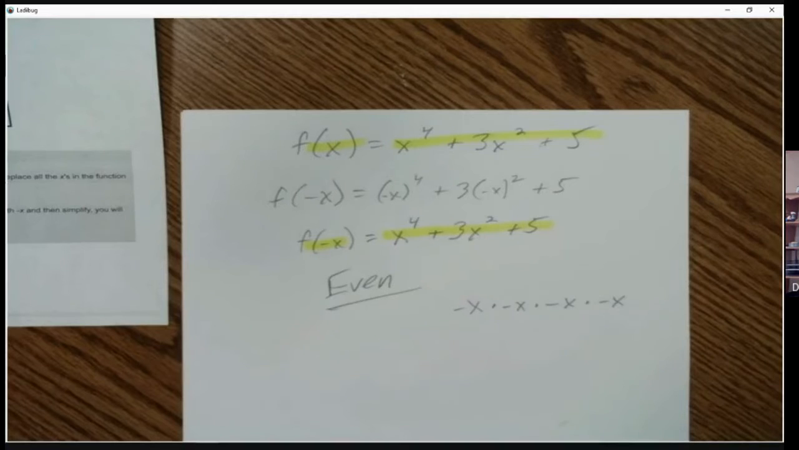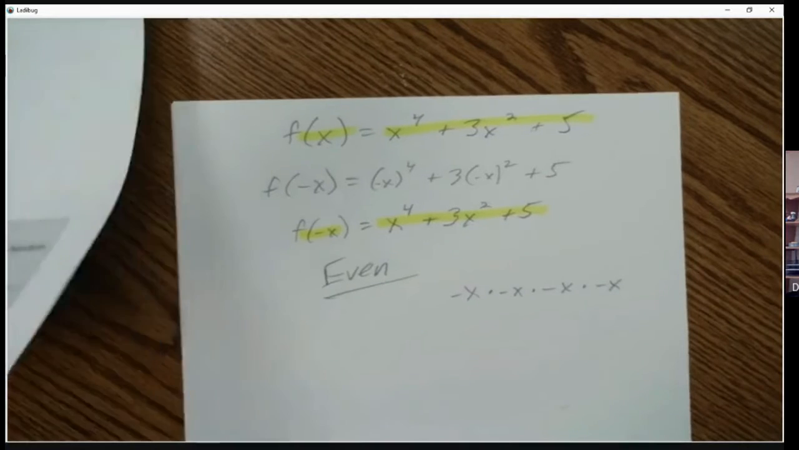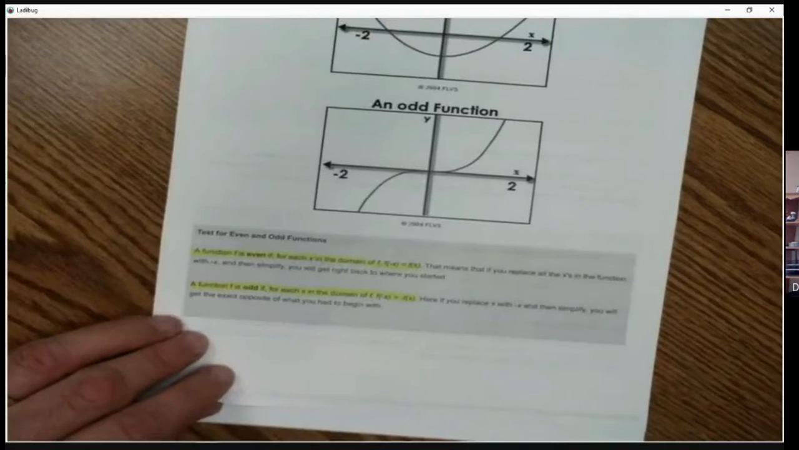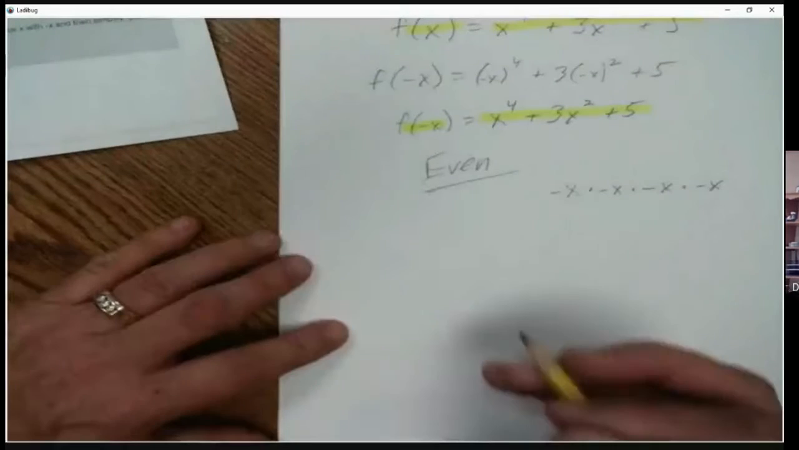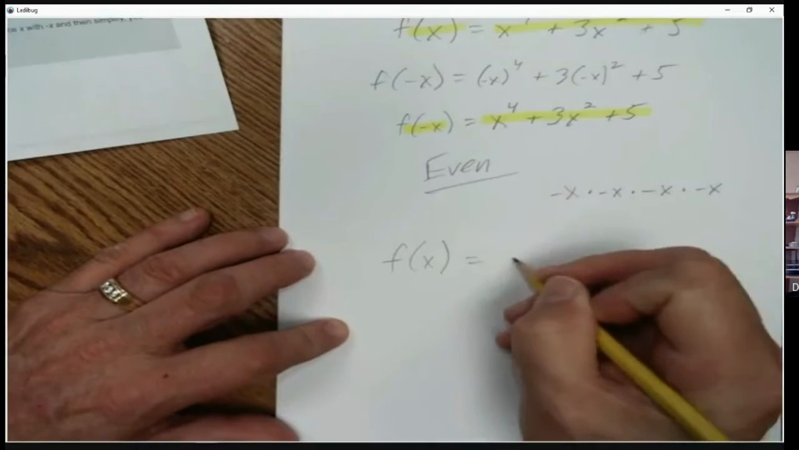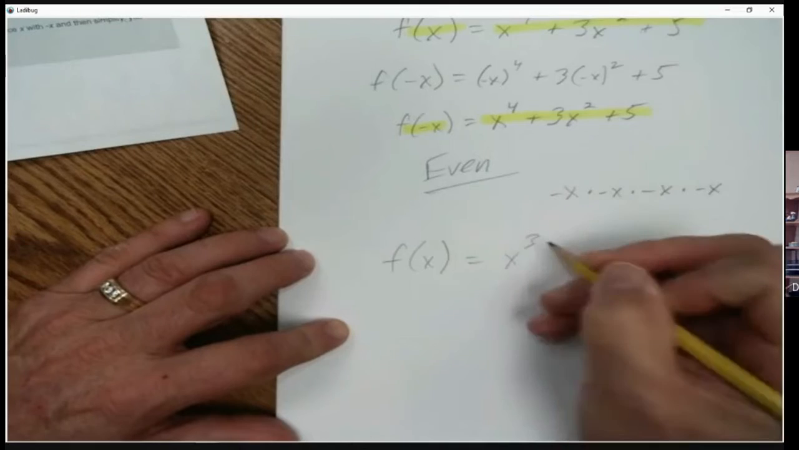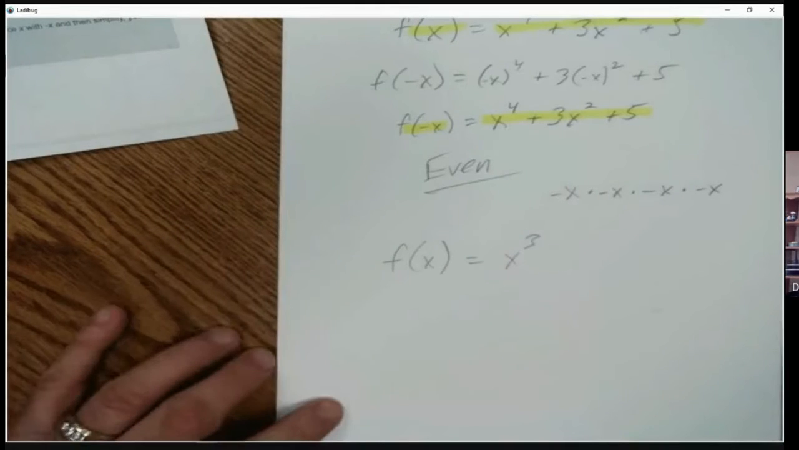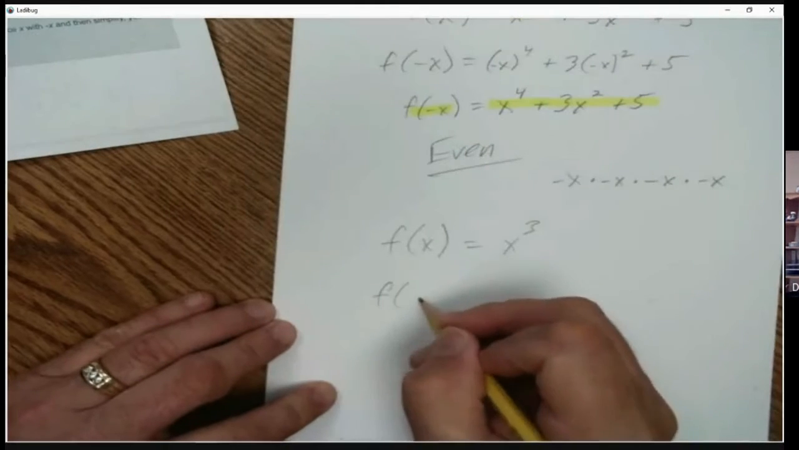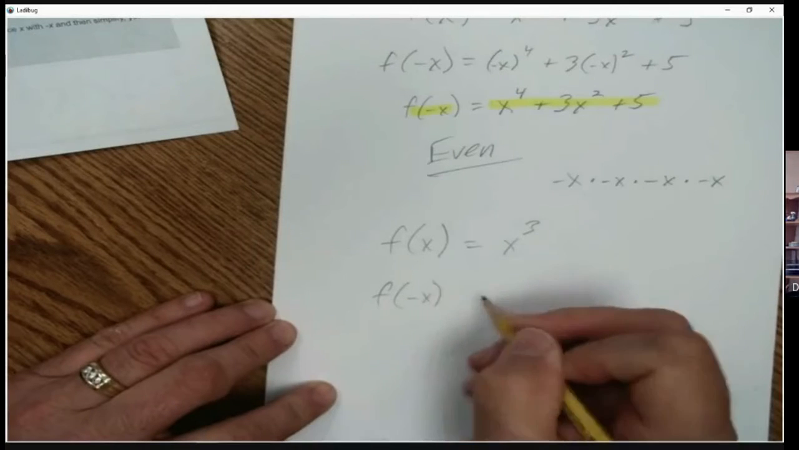An even function. So that's just a mathematical test we can use to see if a function is even or a function is odd. If we substitute that and we get something like this. So let's look, if we change this just quite simply, let's just make it as simple as x to the third. We'll just make it a simple equation. And we want to test this. What happens when we put f negative x in there?